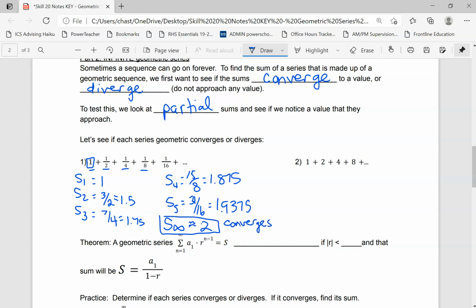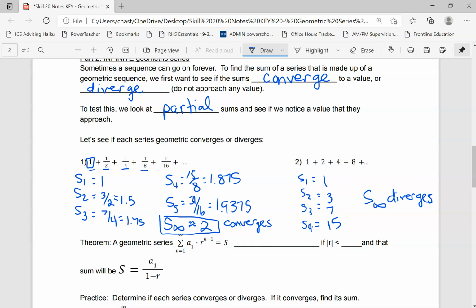Okay? Now, if I look at this next one, 1 plus 2 plus 4 plus 8, if I find the first 4 partial sums, I don't need a calculator for this. First one is 1. Second one is 1 plus 2, which is 3. 3 plus the 4 here makes 7. And then 7 plus 8, that's 15. Clearly, these values just keep getting larger and larger. So what we would say is this diverges. So if we take the sum of the first n terms, it's just going to keep getting larger and larger.